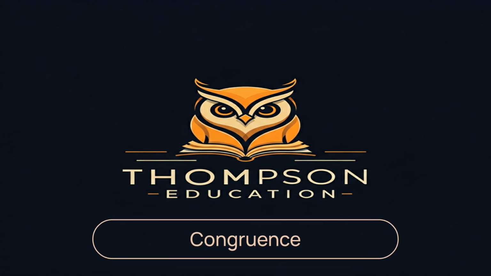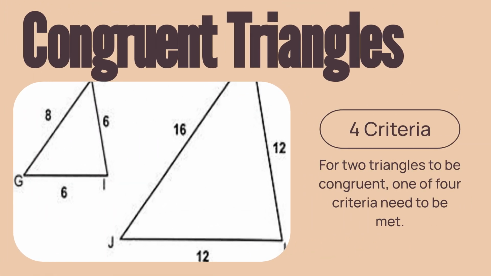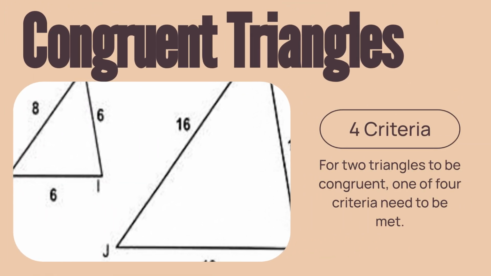In this video, we will explore the 4 criteria for congruent shapes. Two shapes that are the same size and the same shape are congruent. Shapes A, B, E, and G are congruent. They are identical in size and shape. For two triangles to be congruent, one of 4 criteria need to be met.